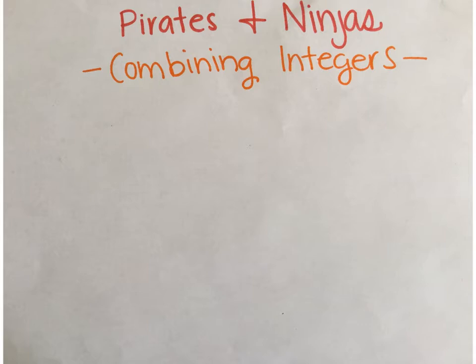Today we are going to talk about combining integers. And if you remember in class, we talked about pirates and ninjas. Now when we looked at our pirates, we had them always be a certain type of number. And if we look at the P, our pirates are positive. Our pirates are our positive numbers.